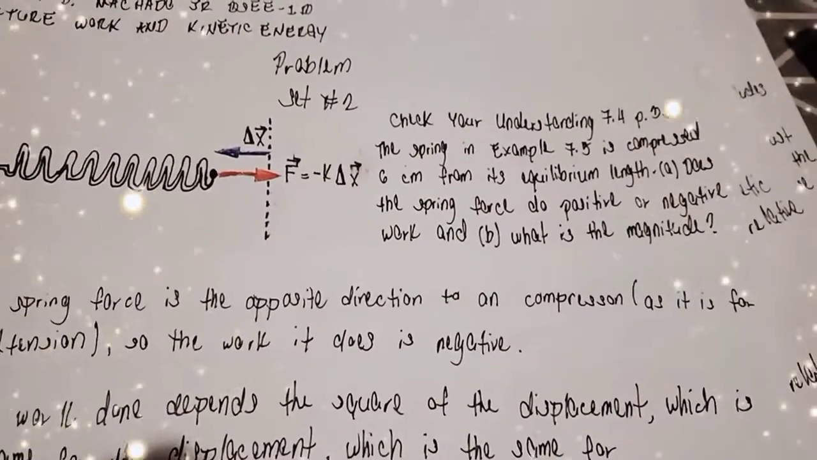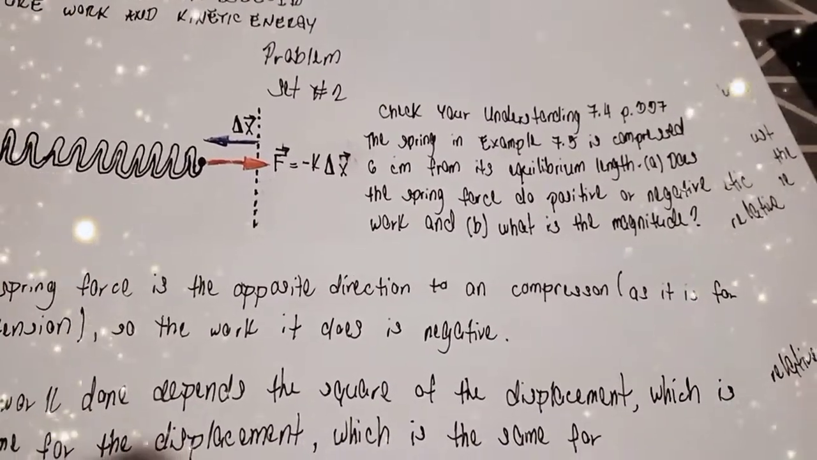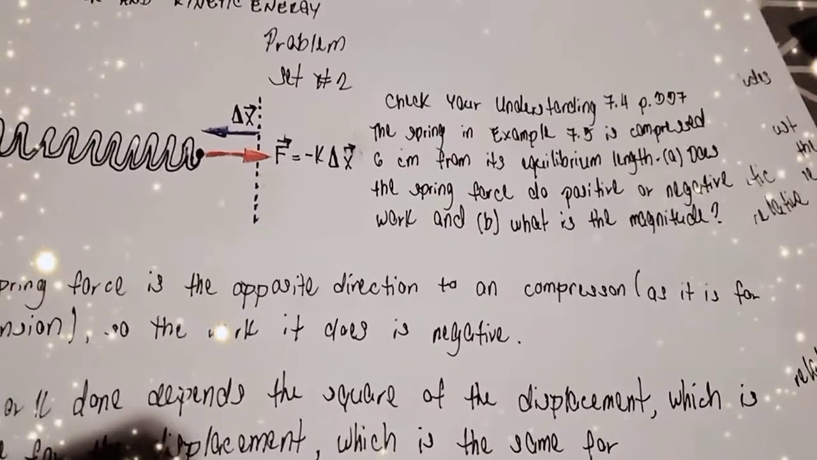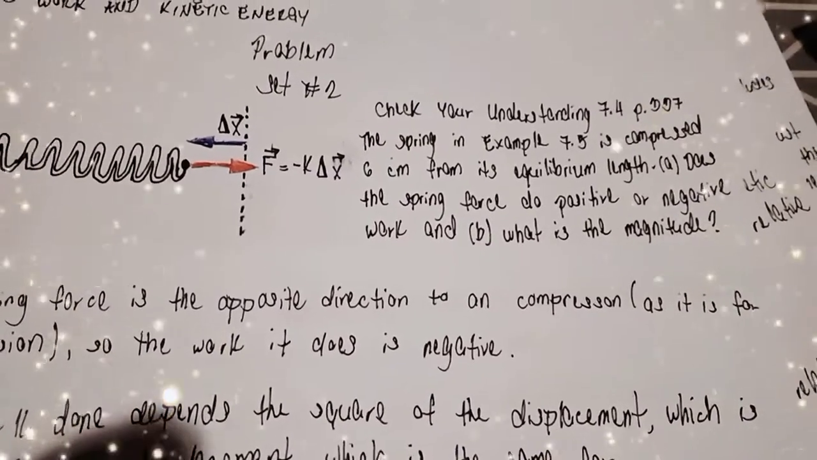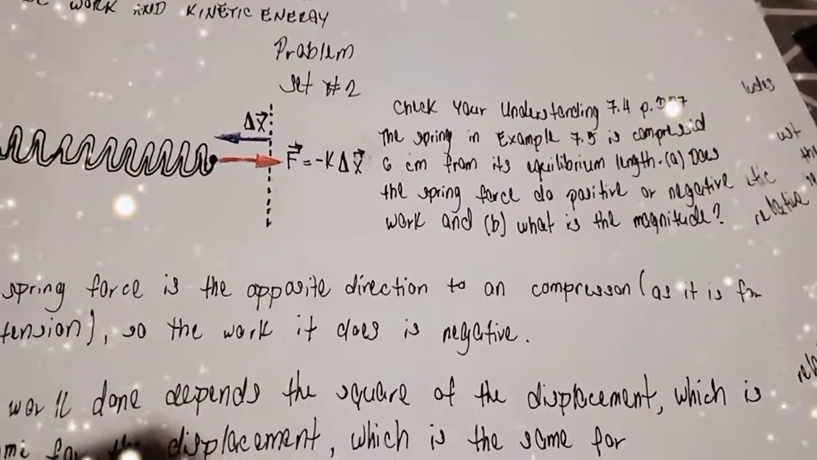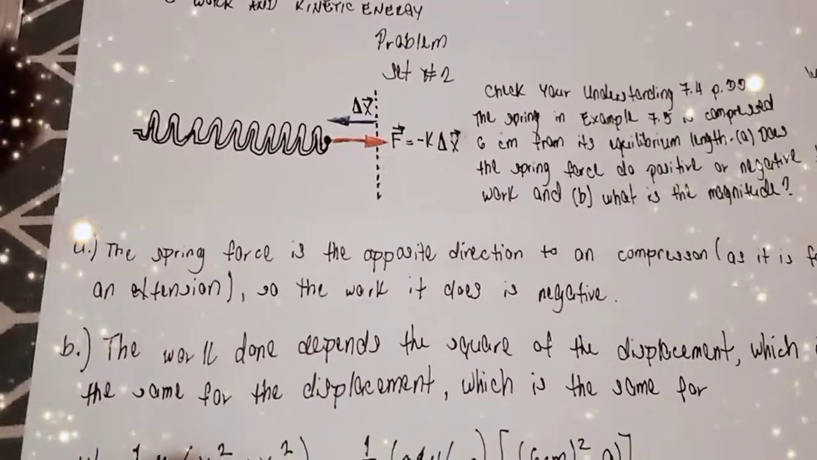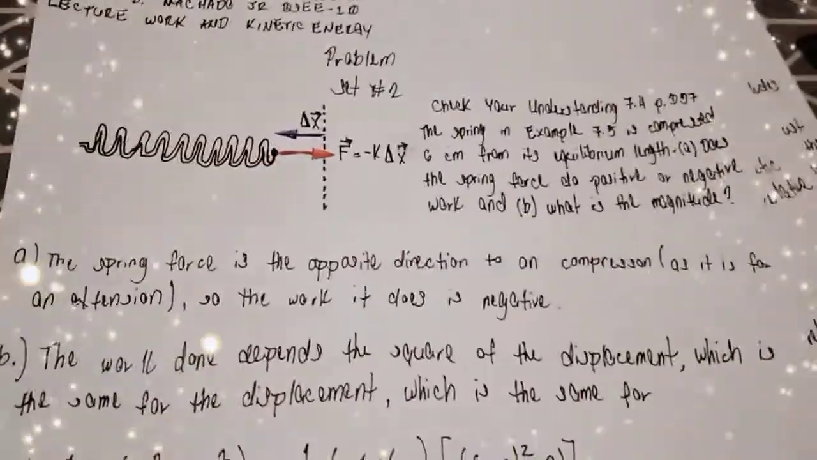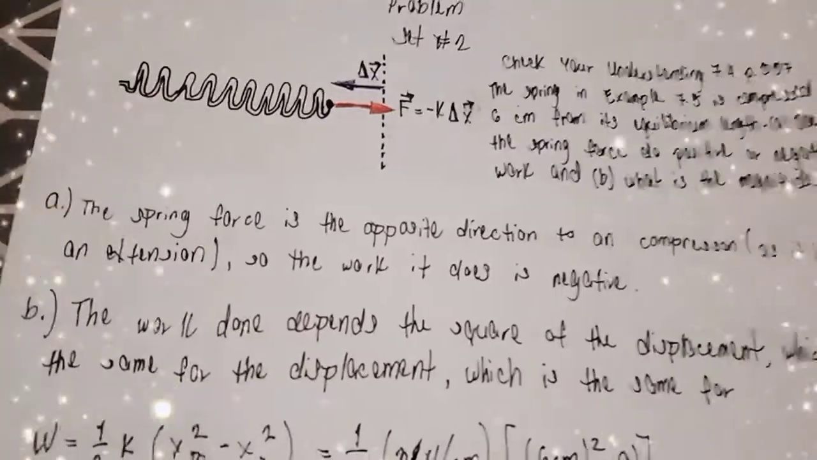The continuation, problem set number 2. Check your understanding 7.4, page 337. The spring in example 7.5 is compressed 6 cm from its equilibrium length. A. Does the spring force do positive or negative work? And B. What is the magnitude? So, this is the diagram. My answer is the spring force is in the opposite direction to the compression, as it is for an extension. So, the work it does is negative.